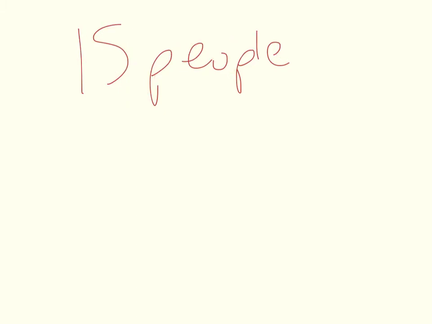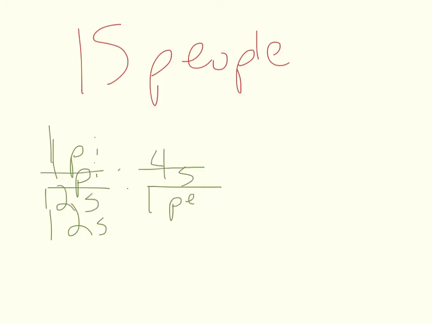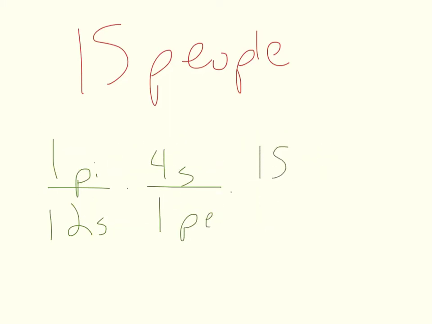I know that one pizza has 12 slices. I also know that 4 slices is about what one person will eat. I know that I'm going to have 15 people to my party. So what I want to know is how many pizzas do I order?